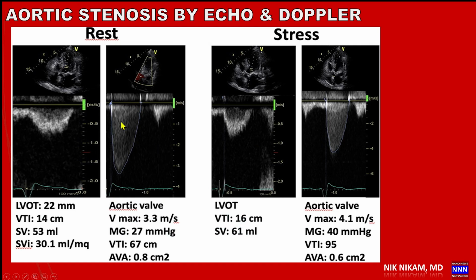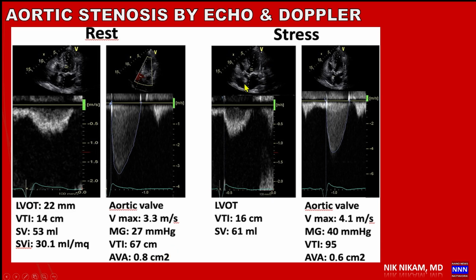Here's an example of a dobutamine stress test, at rest. We have a LVOT of 22 millimeters, VTI of 14, which is normal, stroke volume of 53, and stroke index of 30 ml. And here's the aortic valve. The velocity is 3.3 meters, gradient 27. So it doesn't look severe in this case, even though the valve area comes out to be 0.8. It doesn't say here if it's indexed.